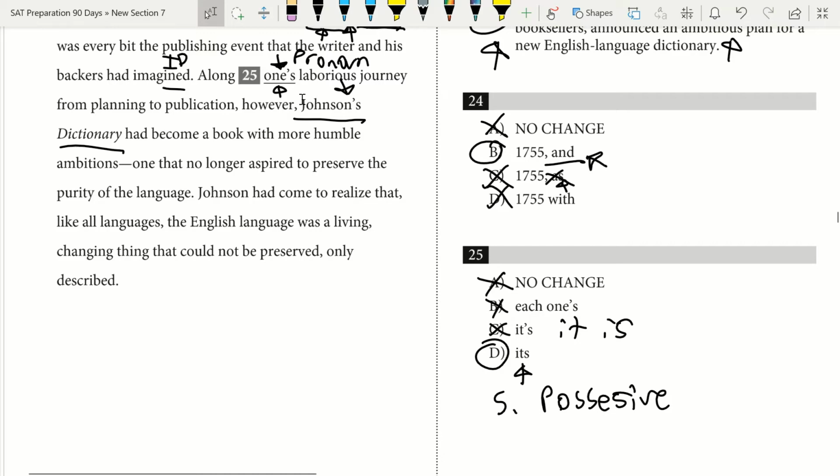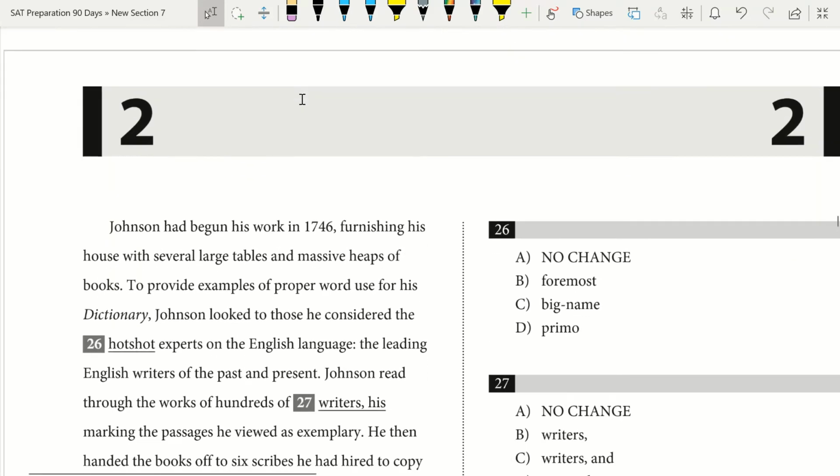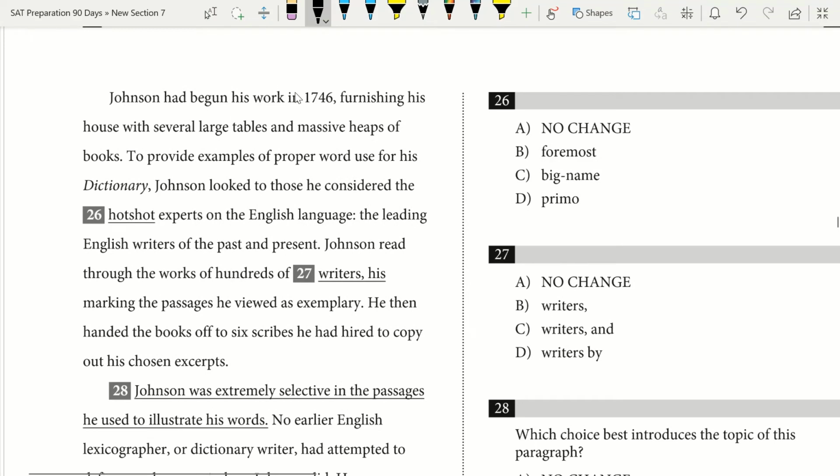All right, now we can go ahead and move on to 26. "Johnson had begun his work in 1746, furnishing his house with several large tables and massive heaps of books. To provide examples of proper word use for his dictionary, Johnson looked to those he considered the hotshot experts." Immediately I know this is wrong because it doesn't fit the tone of the passage. The tone of the passage is very academic, so if we're going to describe these experts, we want to describe them in an academic tone. So we need an adjective here that is academic. The word that's academic here is going to be "foremost."